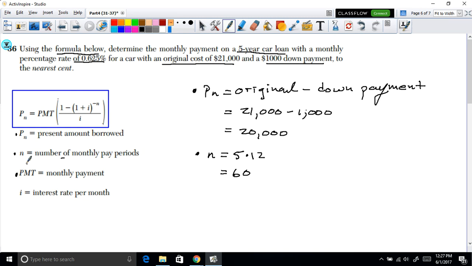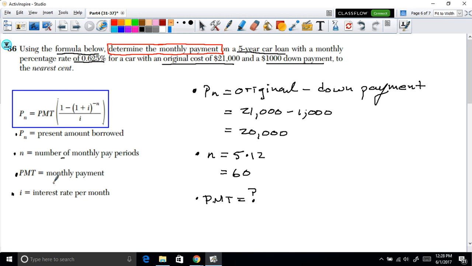PMT, well, that's kind of what we're looking for here, because the monthly payments, that's what they're asking us. Determine the monthly payments. We don't know what the monthly payments are. So at least in this case, PMT is what we're looking for.